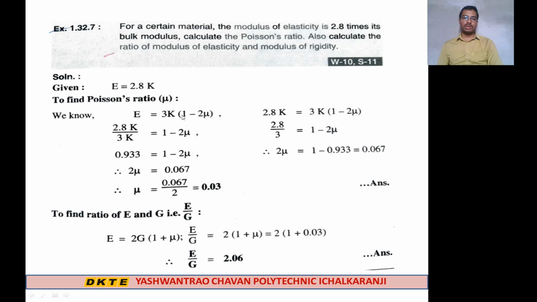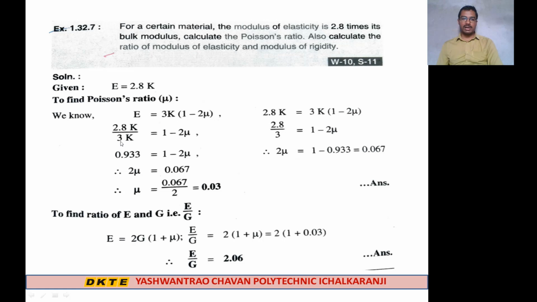We know the relation between E and K, that is Young's modulus and bulk modulus. E is equal to 3K into bracket 1 minus 2 mu. Put E is equal to 2.8K. 2.8K is equal to 3K into bracket 1 minus 2 mu. K gets cancelled, that is 2.8K divided by 3K.